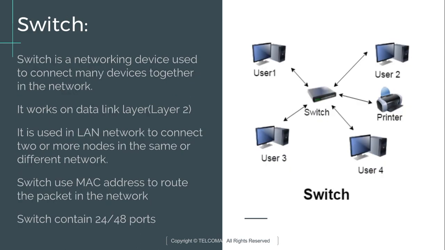The next is switch. A switch is a networking device used to connect many devices together in the network, or it is used in a LAN to connect two or more nodes in the same or different network. It works on the data link layer, that is layer 2 of the OSI model. A switch uses MAC addresses to route the packet in the network. As a router uses IP addresses, a switch uses the MAC address of the devices. A switch contains 24 to 48 ports to connect the devices.